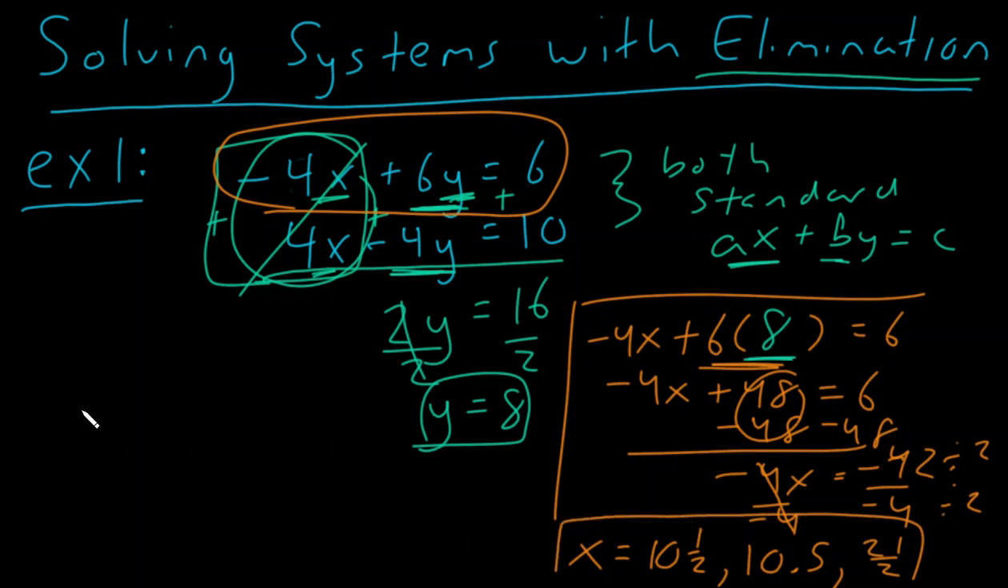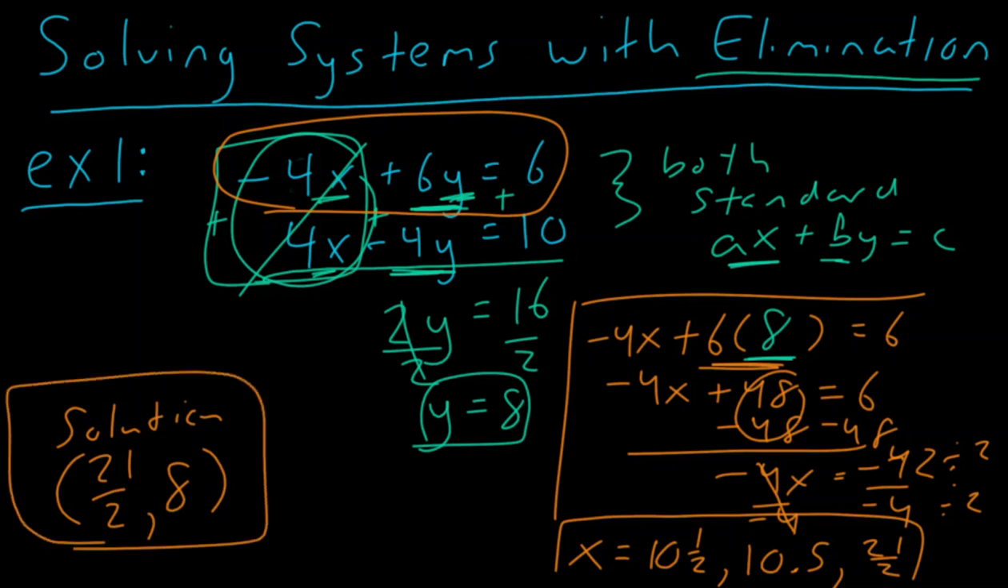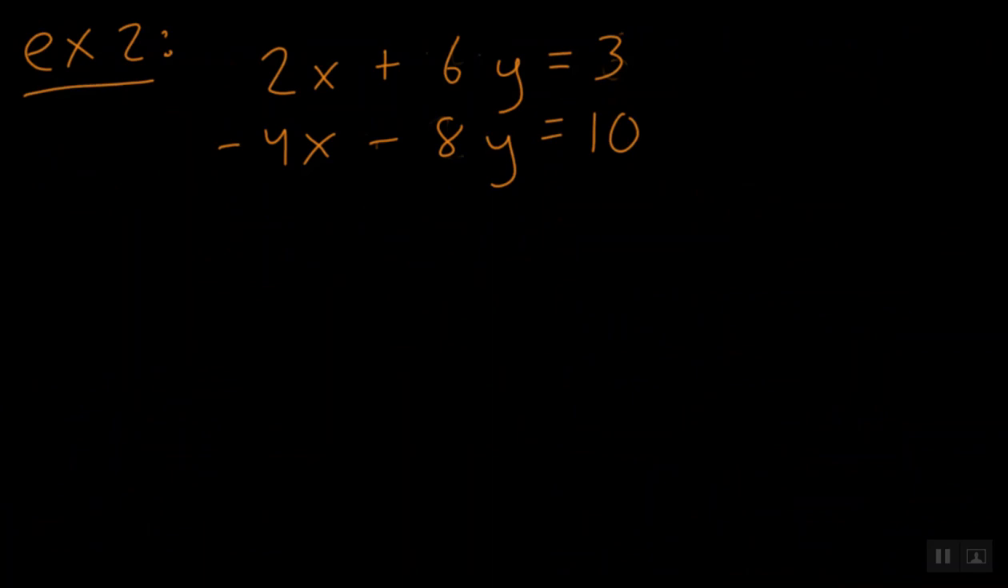So let's write our solution as 21 over 2, comma 8. There we go. Nice and easy. Alright, so trust me, you need to see example 2 because you need to see that this can get a little bit more difficult. Okay, here we are in example 2, and this is where it gets difficult for students.